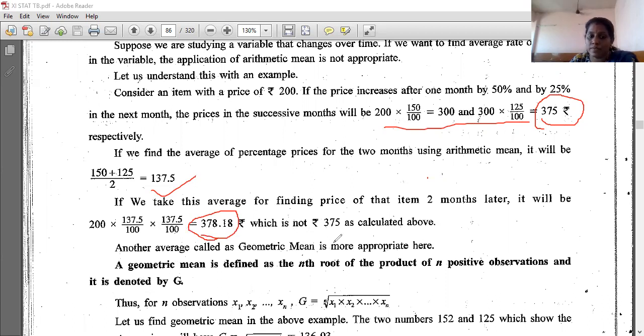A geometric mean is defined as the nth root of the product of n positive observations, and it is denoted by G. So here the formula is G equal to nth root of x1 into x2 into x3, like this. How many observations are given, based on that.